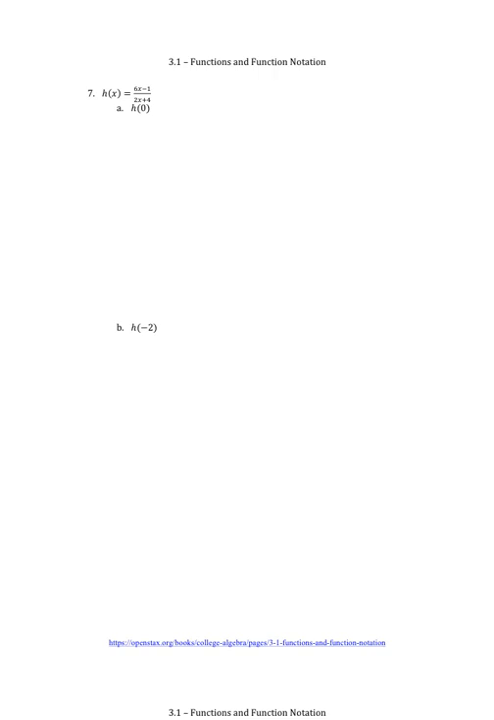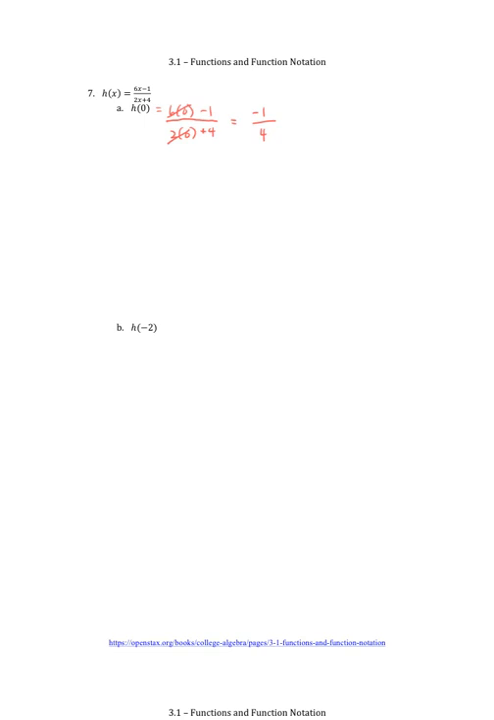Number 7, same directions. We want to evaluate or solve given the information. So h of 0, I'm going to plug in 0 everywhere I see an x. So we have 6 times 0 minus 1 over 2 times 0 plus 4. Okay, so 6 times 0, that's 0. So that's just going to be negative 1. 2 times 0 is 0, so that's going to be 4. So negative 1/4 is my answer there.